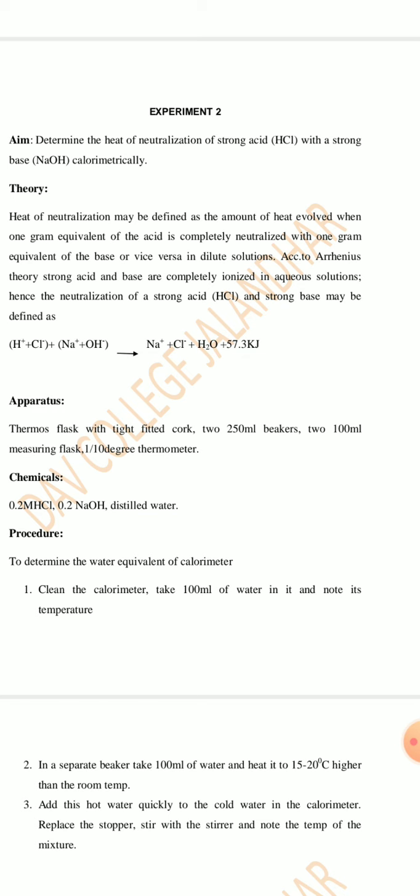Apparatus for this experiment: thermos flask with tight fitted cork, 250 ml beaker, 100 ml measuring flask, 1/10 degree thermometer. Chemicals for this experiment are 0.2 molar HCl, 0.2 normal NaOH, and distilled water. Procedure of this experiment: to determine the water equivalent of the calorimeter, clean the calorimeter, take 100 ml of water in it and note its temperature.